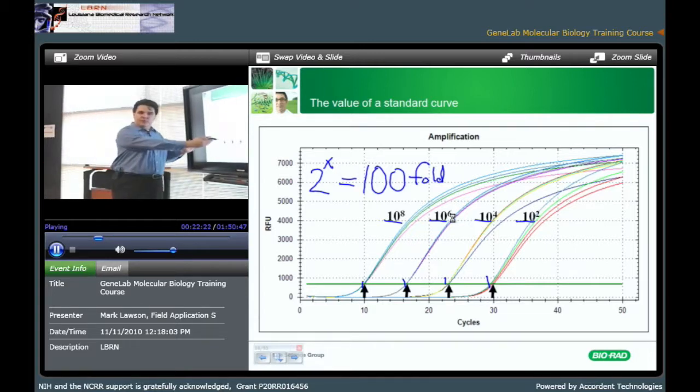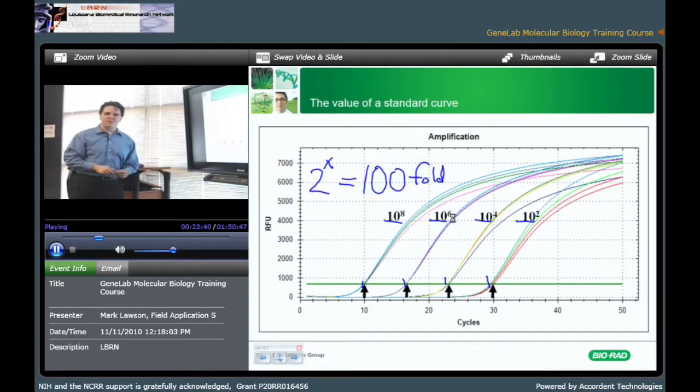If these are a little further apart, then we know that the actual copying efficiency isn't 100%. It's less than 100%. If they're closer together than 6.6 cycles, then we're getting an efficiency of copying that is higher than a doubling, more than 100%.